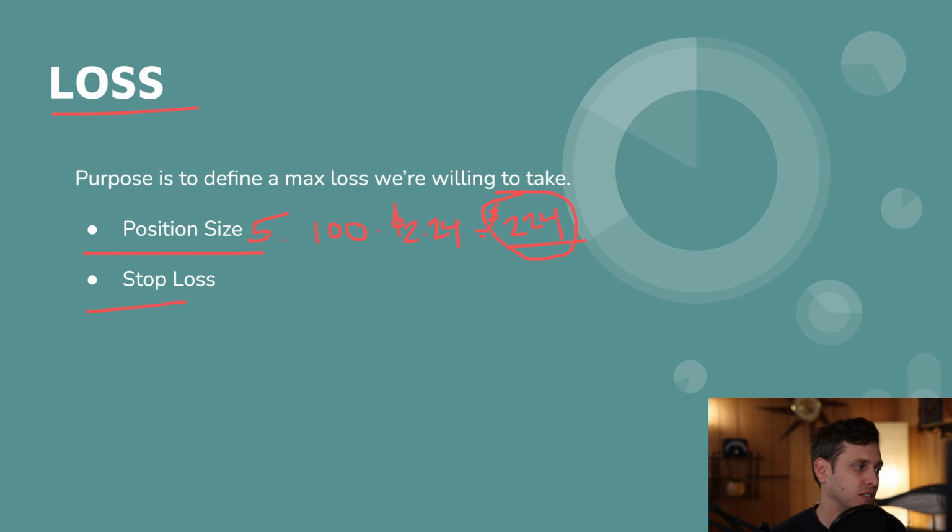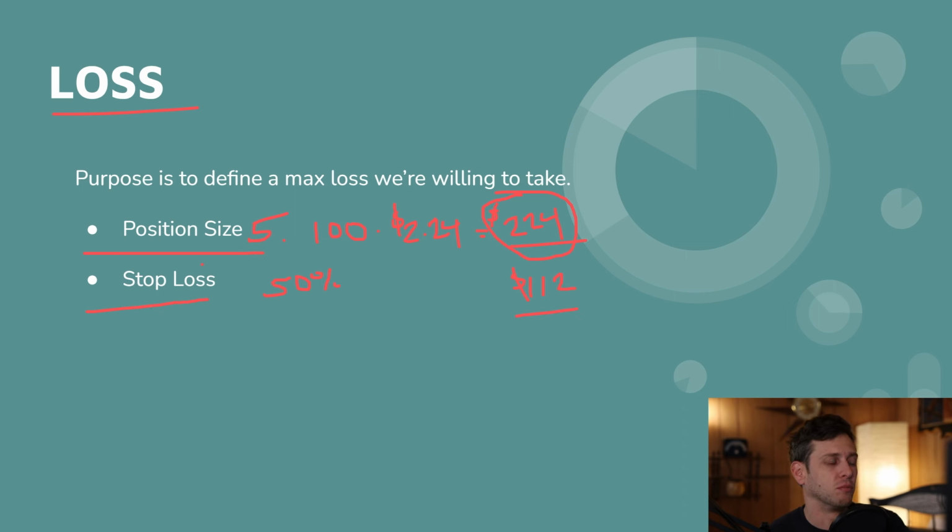The other one is to set a stop loss. You could say, I don't want to lose more than 50% of this. So if this is just one contract, you set this up and say, I want to set this stop loss at 50%, and so I'm willing to take a max loss of $112 on that trade. So that's another way to do it.